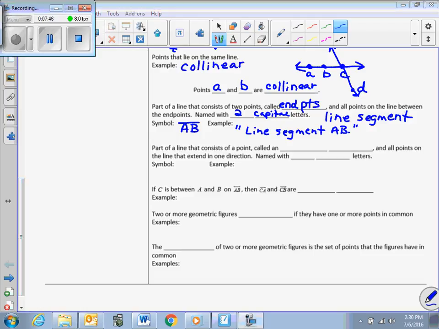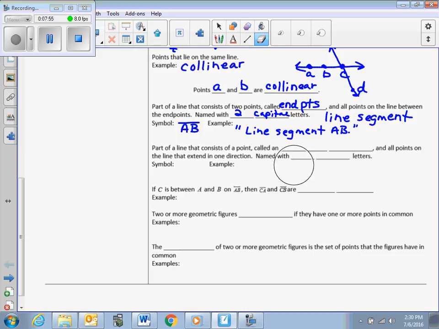Part of a line that consists of a point, and in this instance we're going to call this not an endpoint, but an initial point. An initial point because, surprise, surprise, we're talking about a ray here. Initial point, and all points on the line that extend in one direction. A ray is also named with 2 capital letters. So I guess the moral of the story is, when in doubt, call something 2 capital letters, right? Don't do that with a plane though.